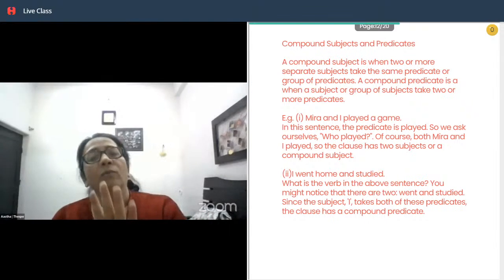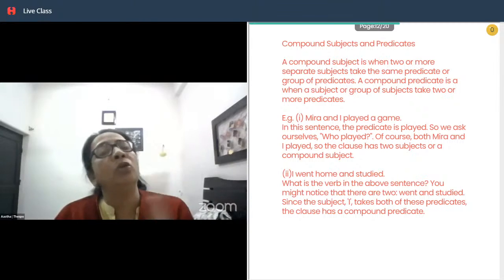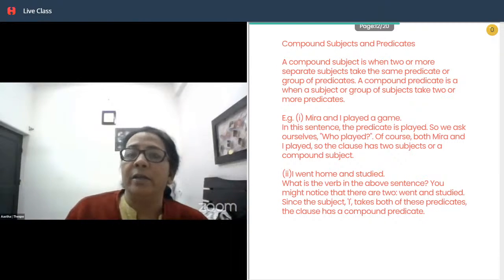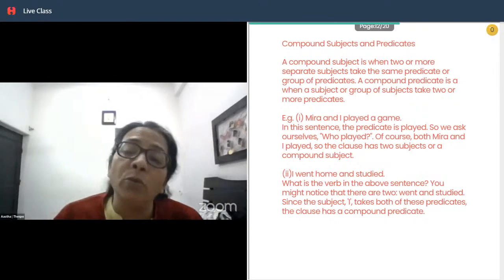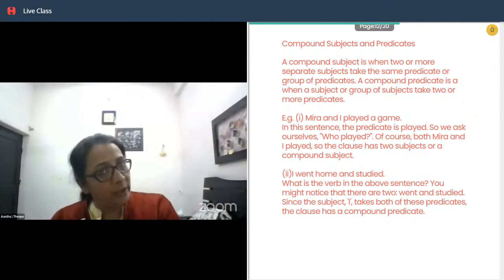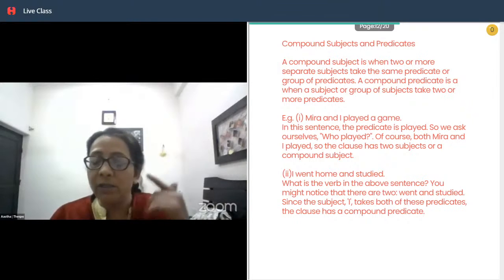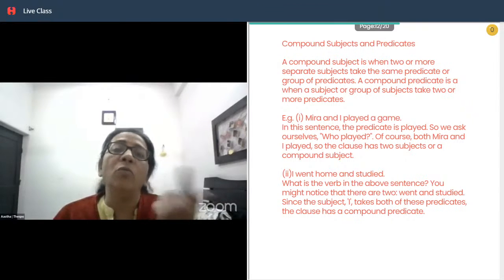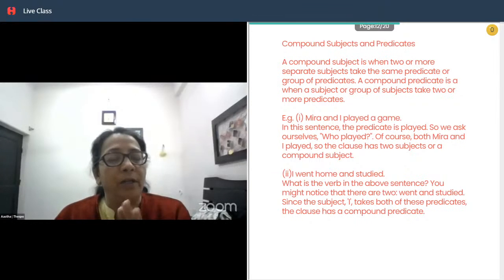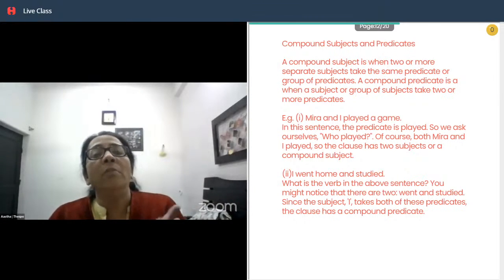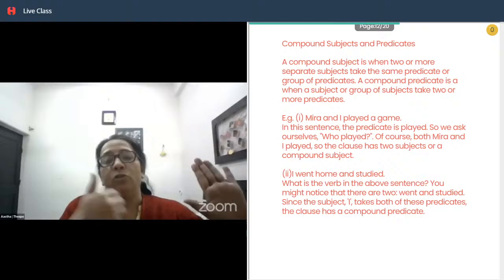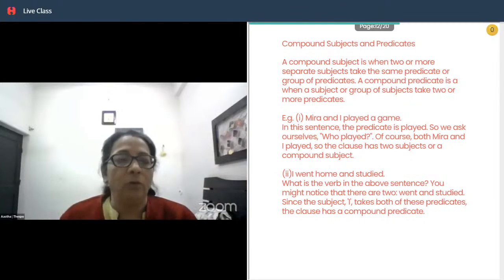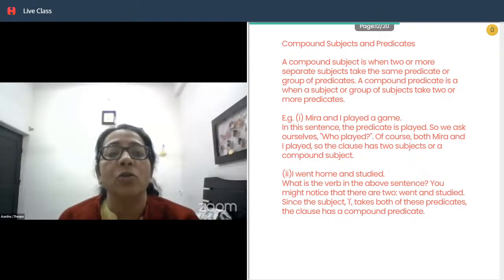So it might be that you have got more than one subject, but the different subjects are actually talking about one predicate. Okay, Ram and Sham are going to school. So you have got two subjects here, and going to school becomes the predicate part. So whenever you have got more than one subject or more than one predicate, it's a compound subject and predicate. When I said Ram and Sham are going to school, Ram and Sham becomes my subject. Going to school is the predicate. Now the predicate going to school is used by Ram and Sham both. Clear? Okay. So a compound predicate is when a subject or group of subjects take two or more predicates.